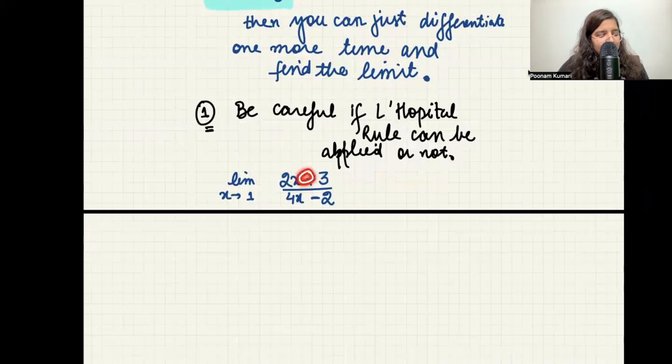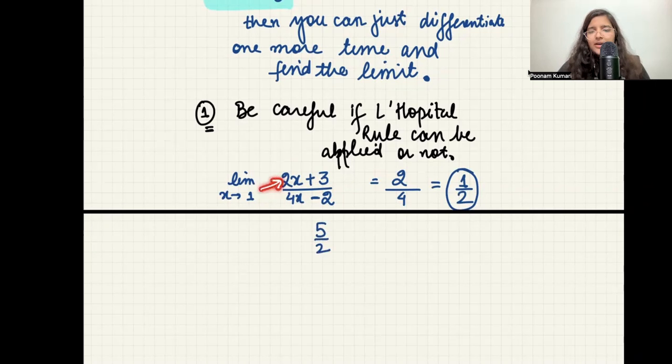So it's not like you're getting a 0 by 0 form and you're applying L'Hopital's rule, right? But sometimes a student just sees a limit and sees that it's a fraction. So what will they do? They will directly apply L'Hopital's rule and differentiate. So when you differentiate this, what do you get? 2x differentiation is 2. And when you differentiate this, 4x differentiation is 4. So the limit will seem like 1 by 2. But actually the limit is not that. The limit is 5 by 2. You can simply put this value here and figure it out.